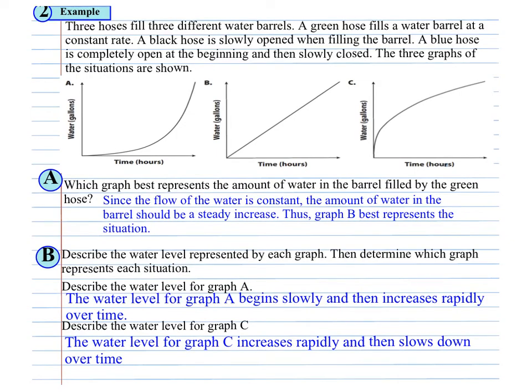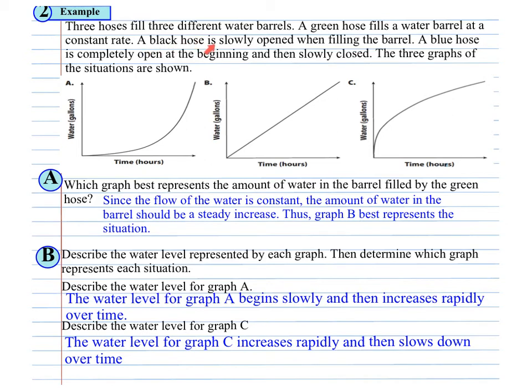For this one, we had three hoses that were filling a water barrel. We had a green hose, which was filling a water barrel at a constant rate. And after looking at our graphs during class, we all agreed that a constant rate is rising consistently up. So anytime you hear or see the words constant rate, you're going to think of a linear graph, either rising or falling. In this case, since we're filling a barrel up with water, it's consistently rising up.